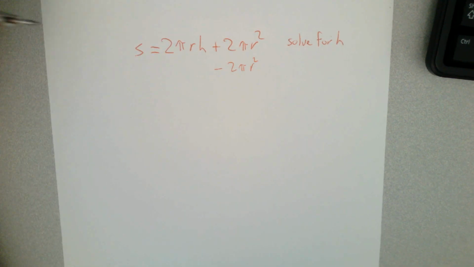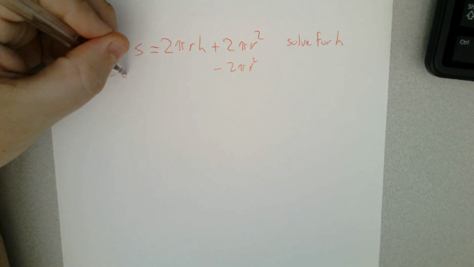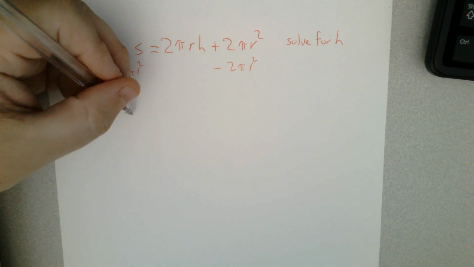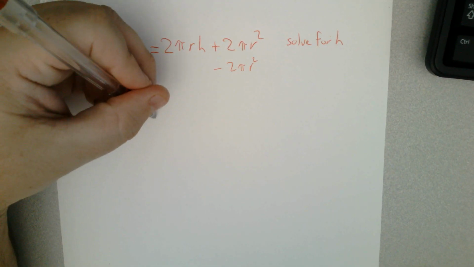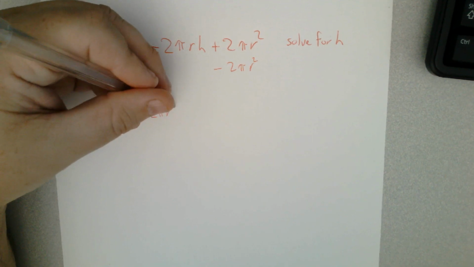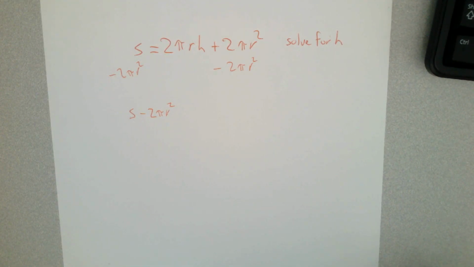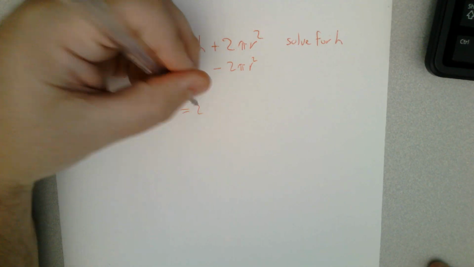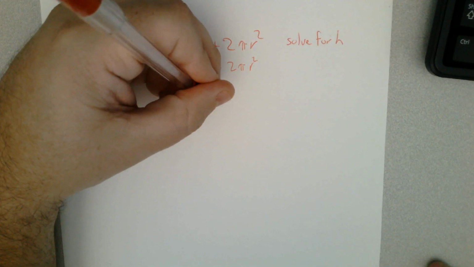Now, since I did that on the right side of the equation, I also have to do that on the left side of the equation to maintain my equality. So on the left, that gives me S minus 2 pi r squared. These aren't like terms, so I can't combine them in any way, so I just leave it written as that. And then on the other side of the equation, I'm left with the term I didn't move, the 2 pi r h.